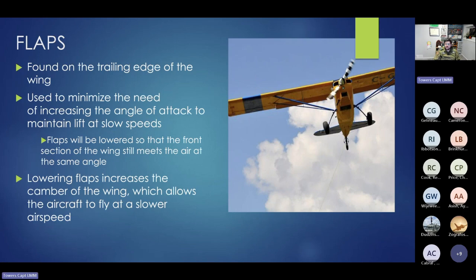So flaps are lowered so that the front section of the wing still meets the air at the same angle, but the overall angle of attack changes because of the extension of the camber of the wing.